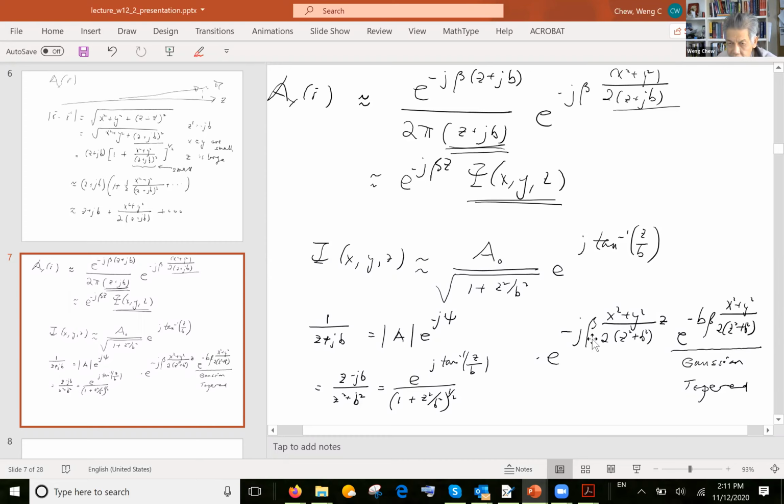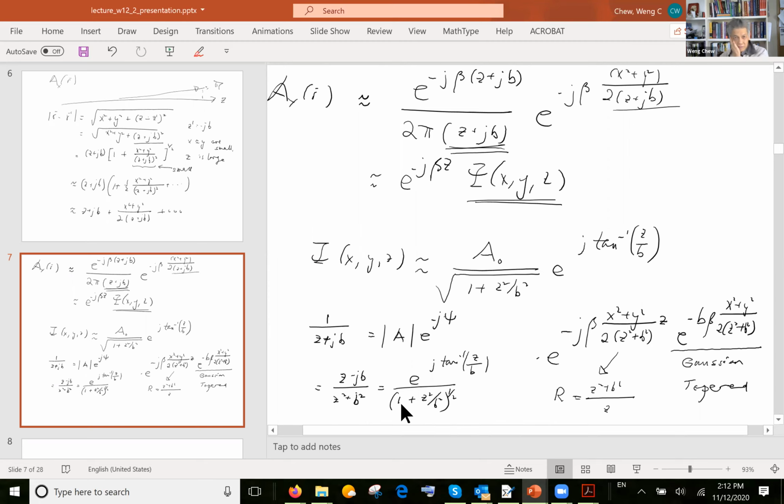If you compare this with the phase front of the spherical wave, this has a certain radius of curvature. Okay, so you can actually get a radius of curvature from this wave front, and that radius of curvature is z squared plus b squared over z. Okay, I'm not going to go through the detail, but you compare this to the phase front of the spherical wave and get the radius of curvature of this phase front to be that. And then this actually just shows that it's Gaussian tapered.